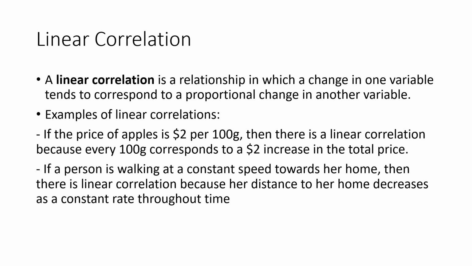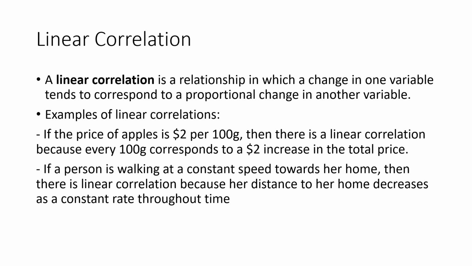Now, the other one, if you're walking at a constant speed, then the relationship between distance and time, assuming you're going in the same direction, is linear correlation, right? If I walked 6 kilometers per hour, after 1 hour, I will have walked 6 kilometers. After 2 hours, 12. After 2.5, 15, etc., etc.